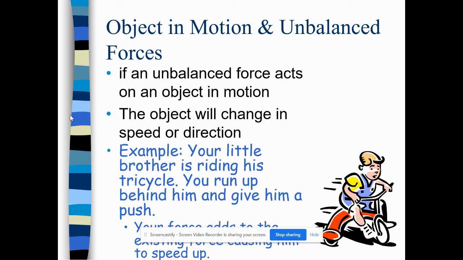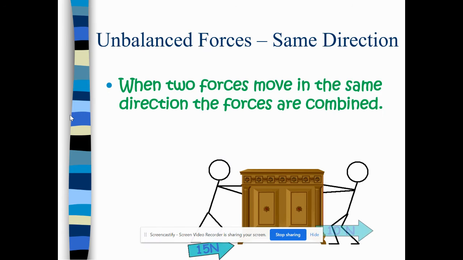Objects in motion and unbalanced forces. If an unbalanced force acts on an object in motion, the object will change in speed or direction. For example, if your little brother is riding a tricycle and you run up behind him and give him a push, the force adds to the existing force, causing him to speed up.